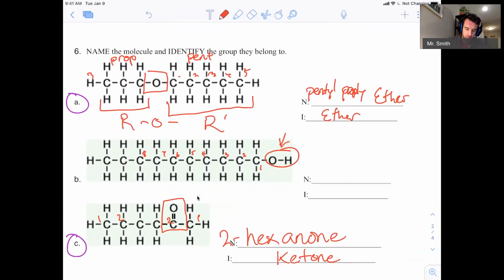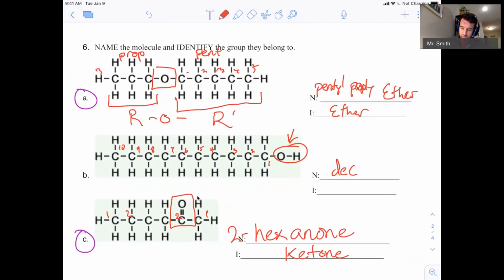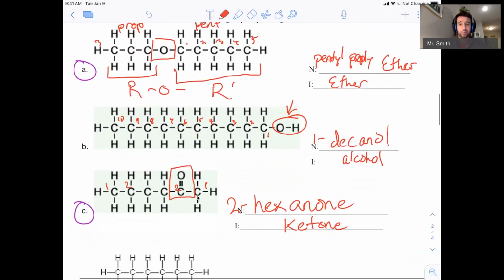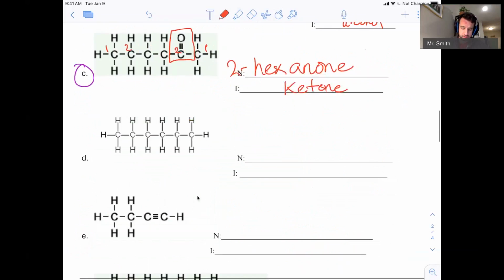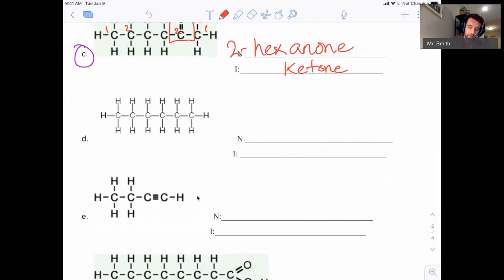7, 8, 9. Oh, okay, it is 10. So 10 is dec, and then it's going to be anol. And then since this OH falls on the first carbon, we would call it 1-decanol, and we'd say it's an alcohol. Cool. All right, for this next one, again, start with cutting off the carbons.